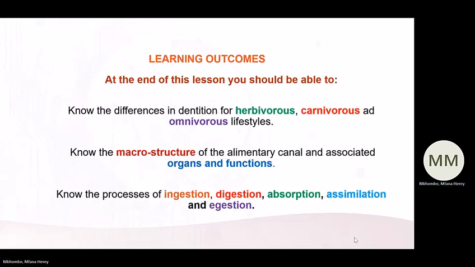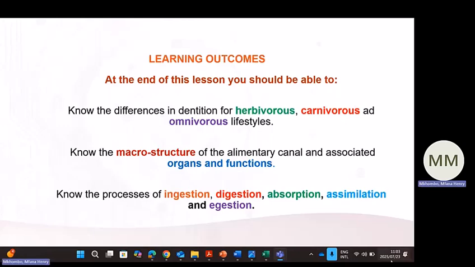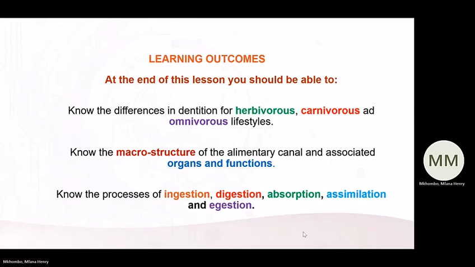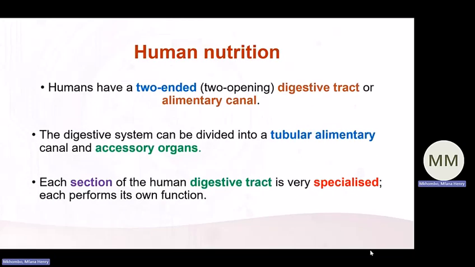Your learning outcomes mean that at the end of this lesson, you should be able to know the difference in dentition of herbivores, carnivores, as well as omnivores lifestyles. Understand the microstructure of the alimentary canal and associated organs and functions. Know the processes of ingestion, digestion, absorption, assimilation, and egestion. So we shall start with human nutrition.